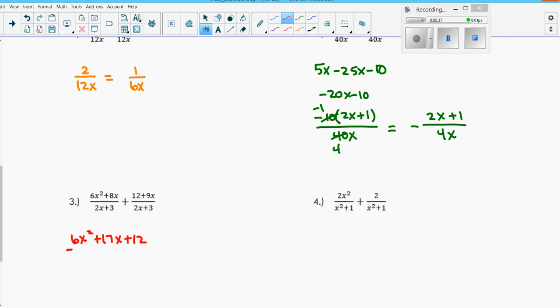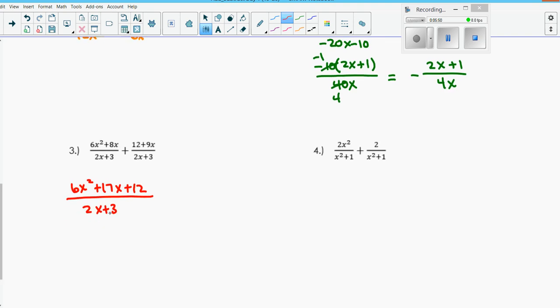Okay, and now I'm actually going to write this out to kind of emphasize what I'm doing. So here's my denominator. If I can get the numerator, if I can factor it so that it has a factor of 2x plus 3, then it can be simplified further.